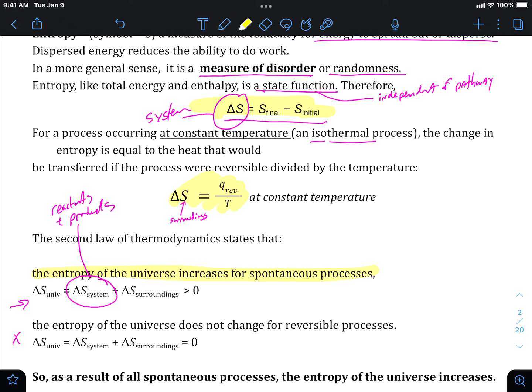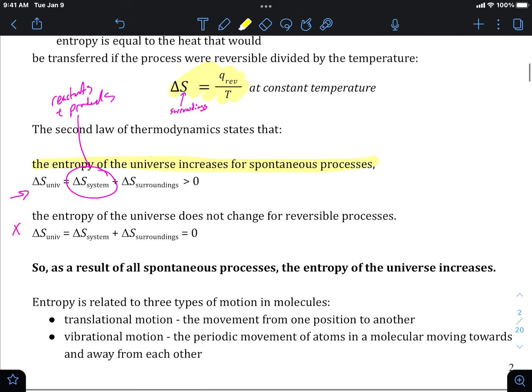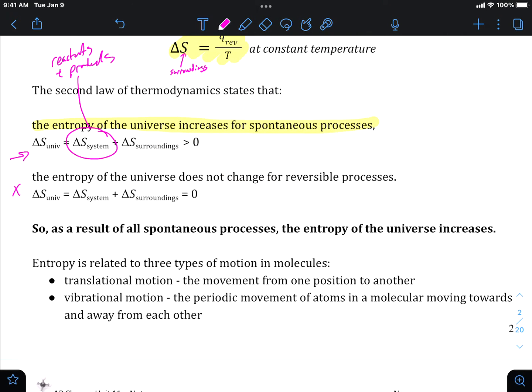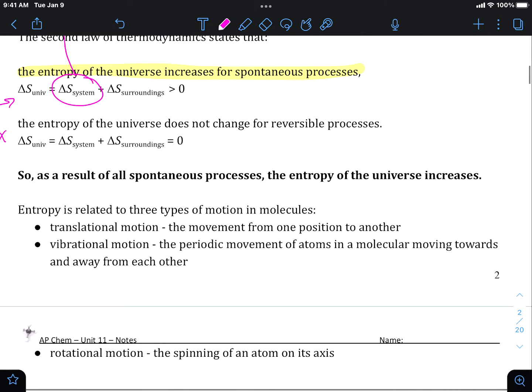So this is a good one to rewatch videos, like on YouTube, to get a better understanding of entropy. All right, so as a result of all spontaneous processes, the entropy of the universe increases. That's what I highlighted, okay.